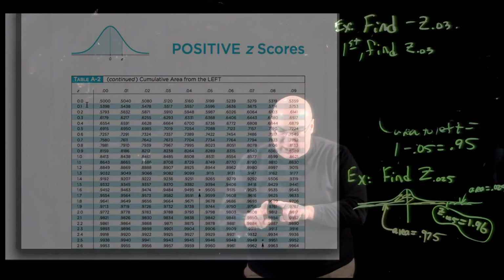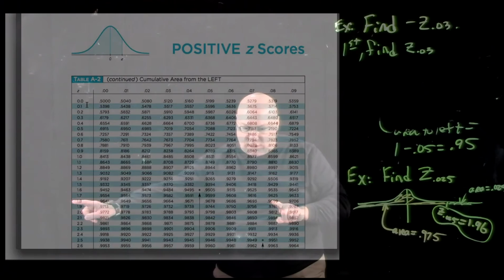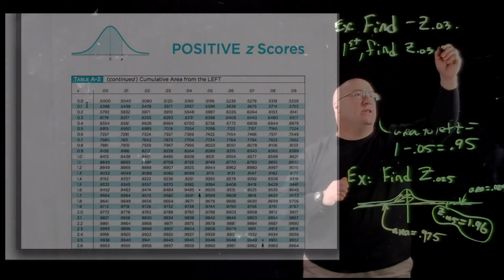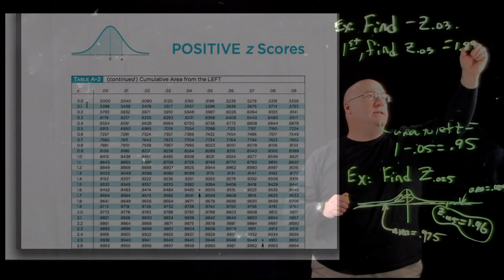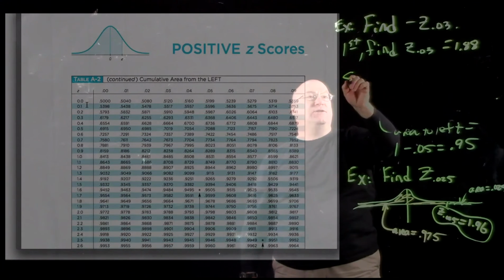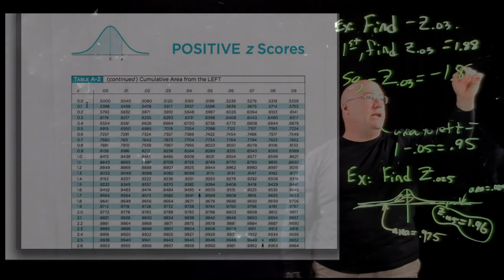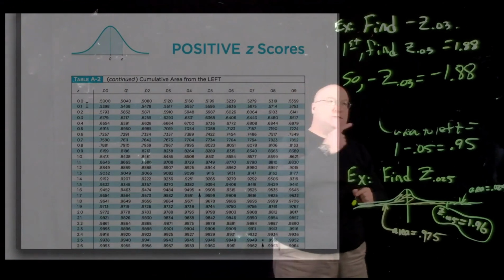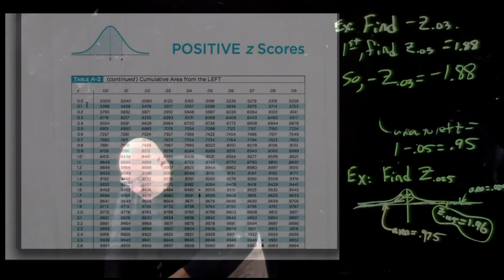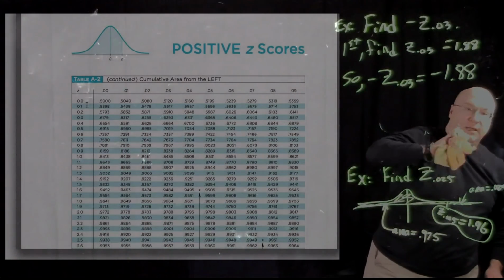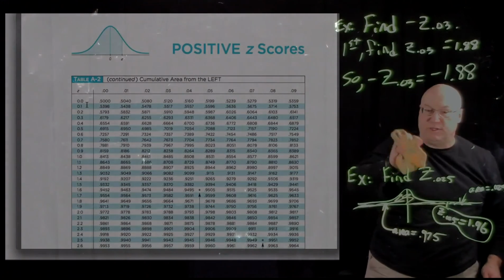So let's pick this one. So that says 1.8 up to 8, 1.88. So my answer is just negative 1.88. And what does that represent? Let me rub this out because I want to say something. Well, let's think of what it means here. And think of it in terms of the symmetry of the graph.